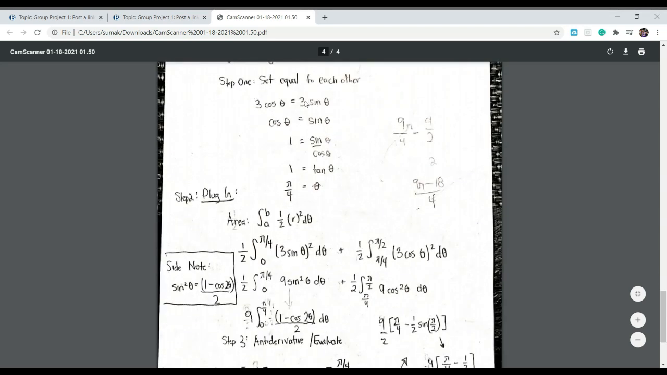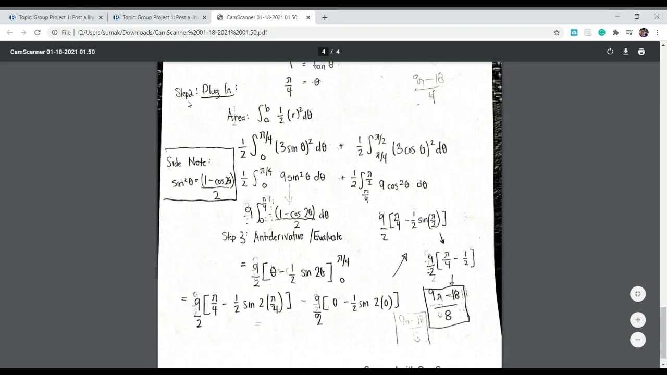So we're going to set these equal to each other. So we get 3 cosine theta equals 3 sine theta. We divide by 3, and then it's cosine theta equals sine theta. So we get sine theta over cosine theta, which is a trig identity, tangent theta. So we get tangent theta equals 1. So what does theta equal? We got theta equals pi over 4.